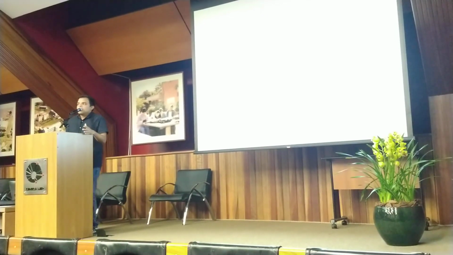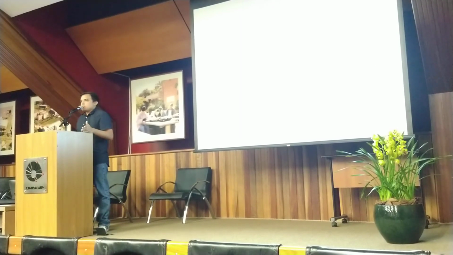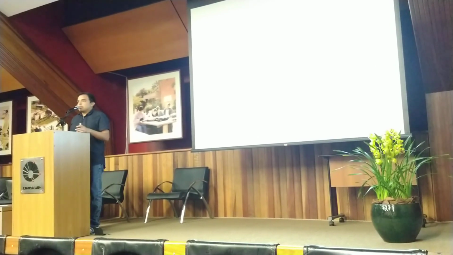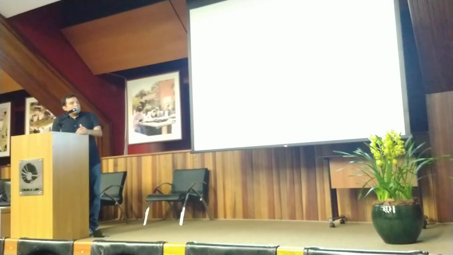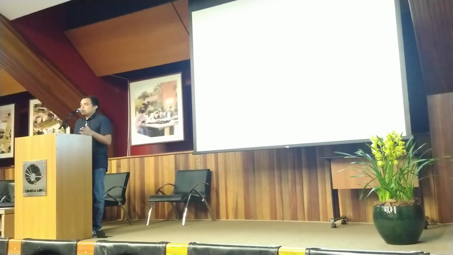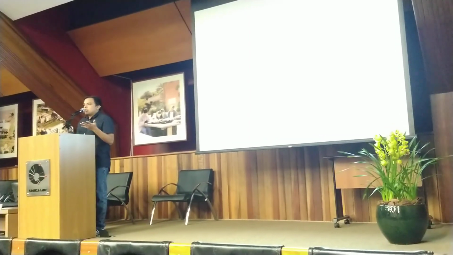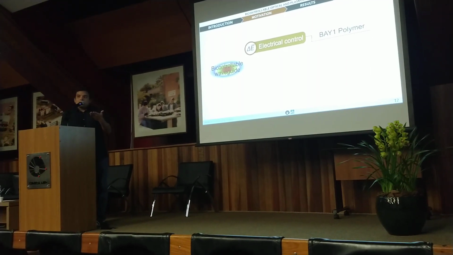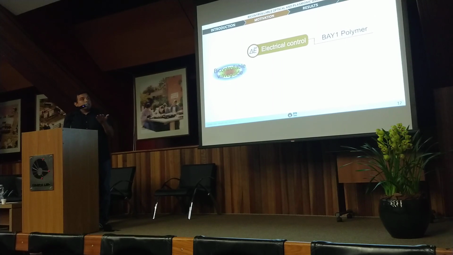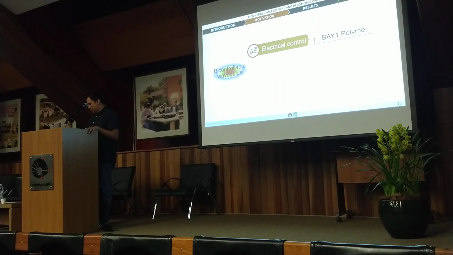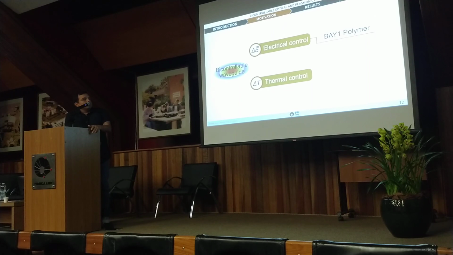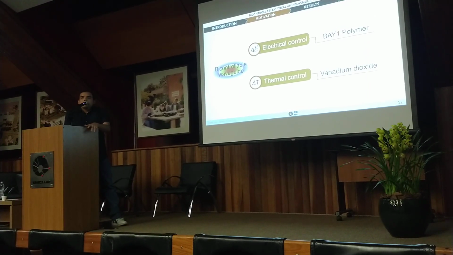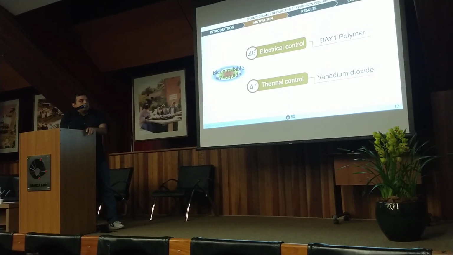But why can you control this waveguide? What kind of control do you have? The first one is the electrical control, which is made by the BAY1 polymer. As you may know, the polymer can present electro-optic nonlinear properties, so you can apply an external electric field and control the refractive index of this material. The second control that you have is the thermal control, which is made by vanadium dioxide, the first material that I presented before.